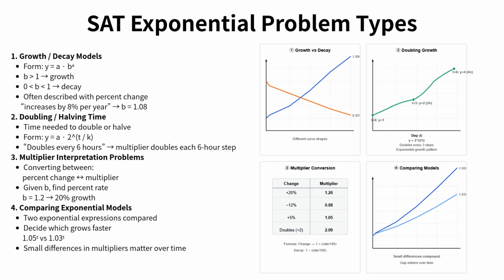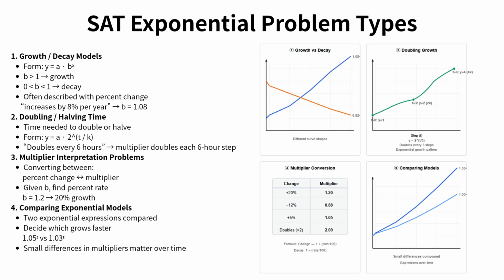The second category focuses on doubling or halving time. These problems ask how long it takes for a quantity to double or be reduced by half. They use the structure y equals a times 2 to the t divided by k. If something doubles every 3 steps, the multiplier reaches 2 at t equals 3. The third category is multiplier interpretation. Here, you convert between percent rates and multipliers. A 20% increase becomes 1.20, a 12% decrease becomes 0.88, and doubling corresponds to a multiplier of 2.00.